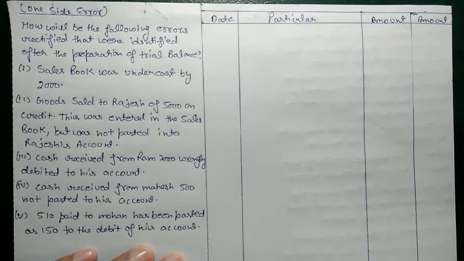I hope you have seen our last video on rectification of error, in which we discussed the types of error that we find in our accountancy. First, we discussed those errors which affect the trial balance. Then we discussed the errors which do not affect the trial balance.